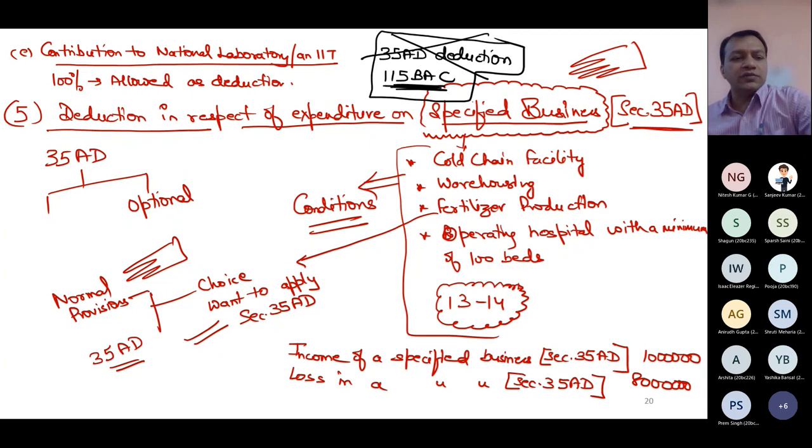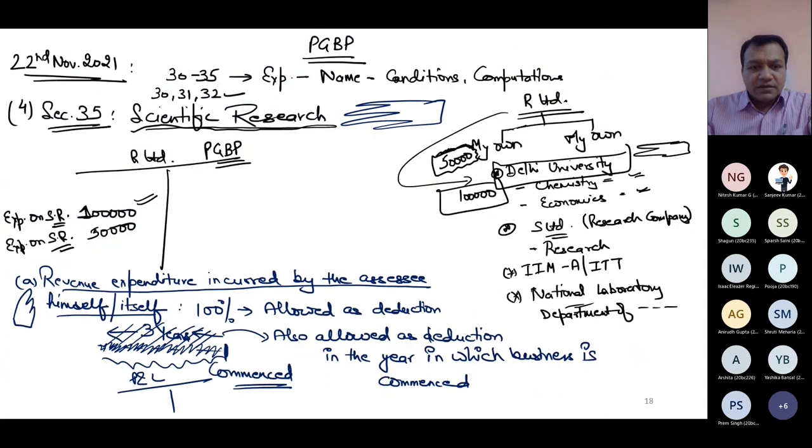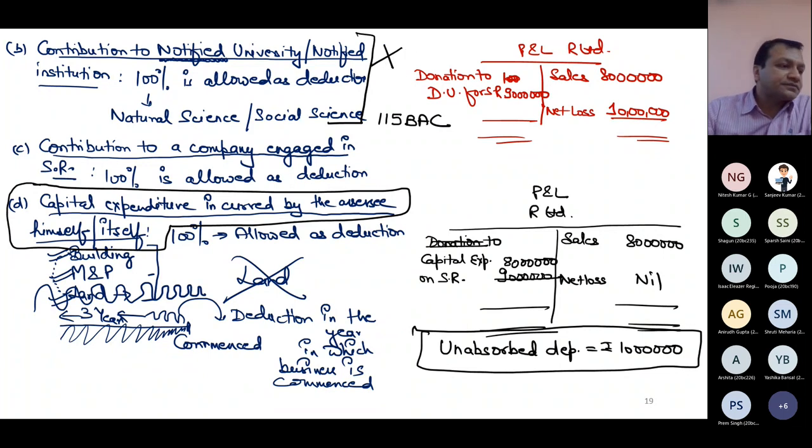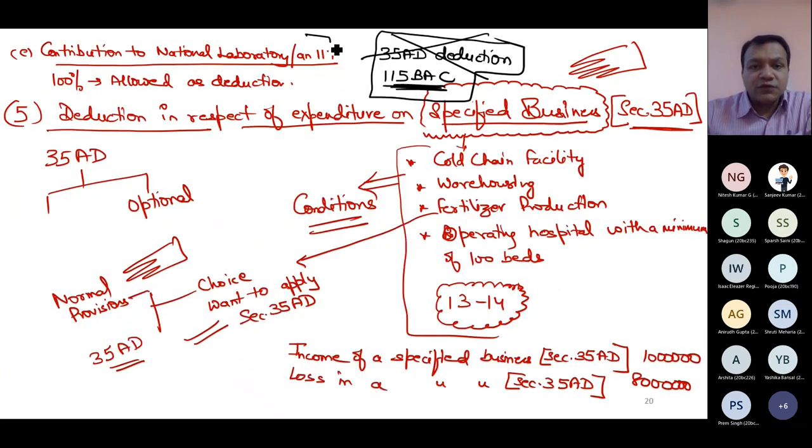Similarly, I forgot to tell you this optional taxation scheme in scientific research also. Please note it down. In this case also, when you donate towards a notified university, if you have opted for 115 BAC optional taxation scheme, you cannot claim this deduction. In point C also, if you have opted to pay tax under optional taxation scheme, you cannot claim this deduction. And in the national laboratory point E also, if you have opted to pay tax under optional taxation scheme of 115 BAC, you cannot claim this deduction.